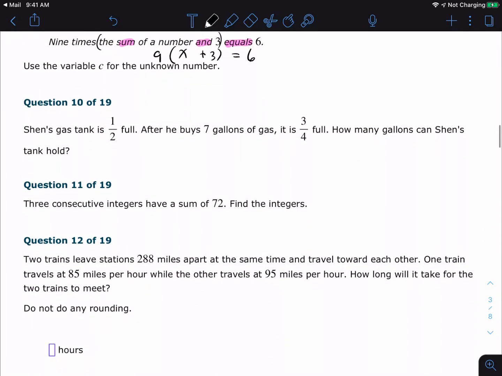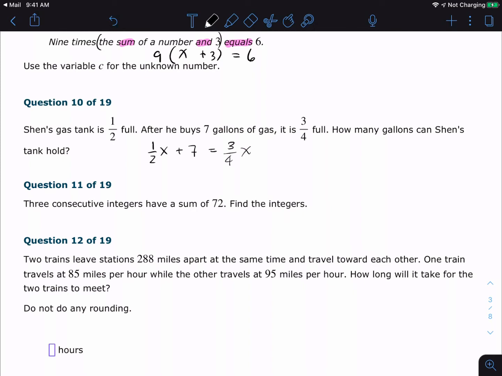Okay, for number 10. It says Shen has a half full tank and he buys 7 gallons of gas, and now he's 3/4 of a tank full. So how many gallons can his vehicle hold? And so here's what it's going to be. It's 1/2 the total amount. If I add 7 gallons, I should get a tank that's 3/4 full, right?